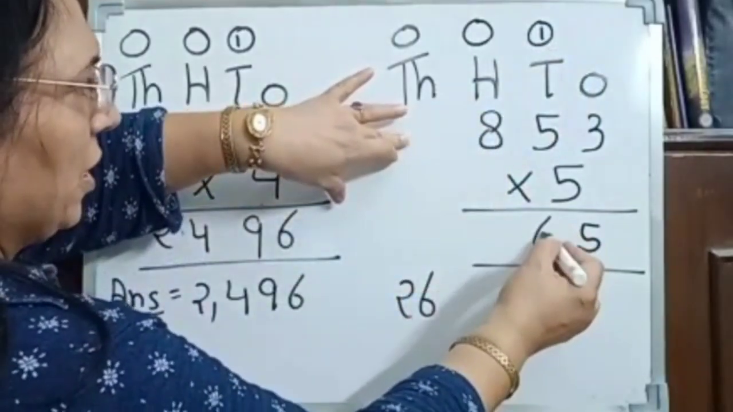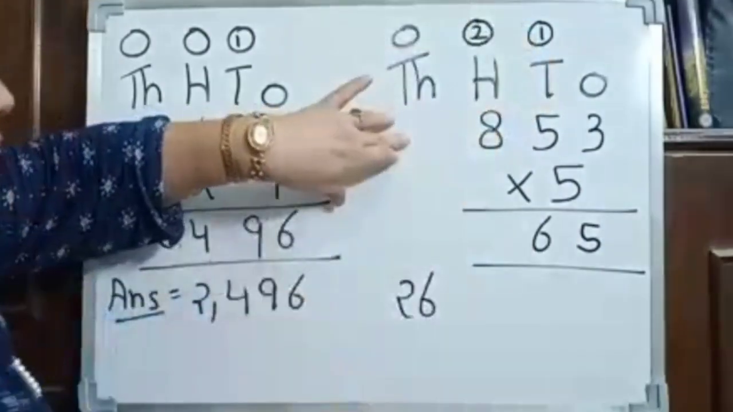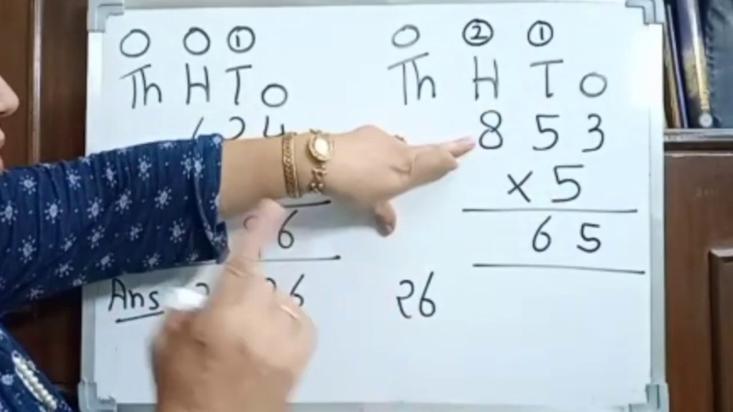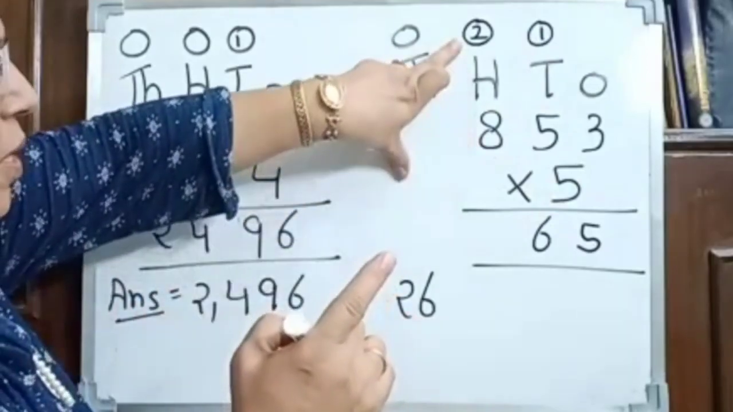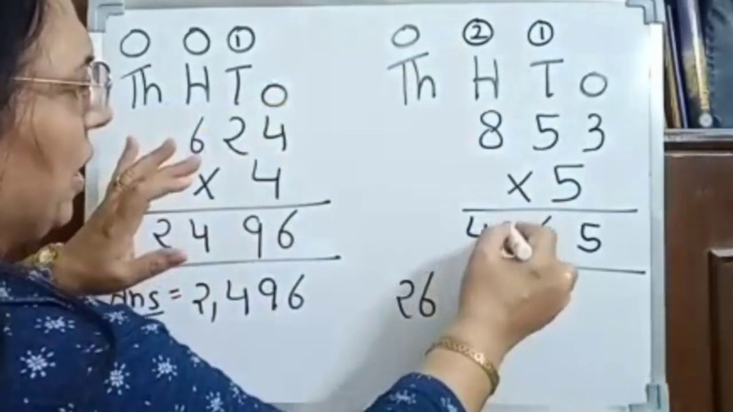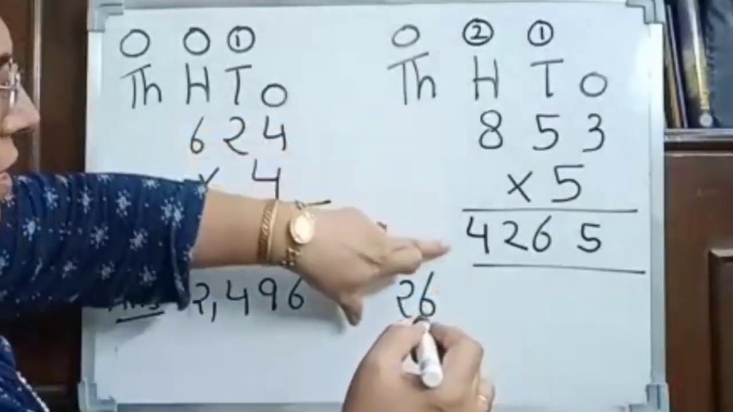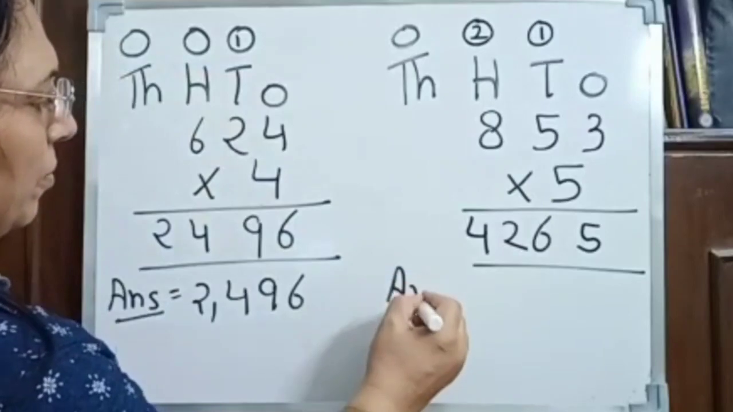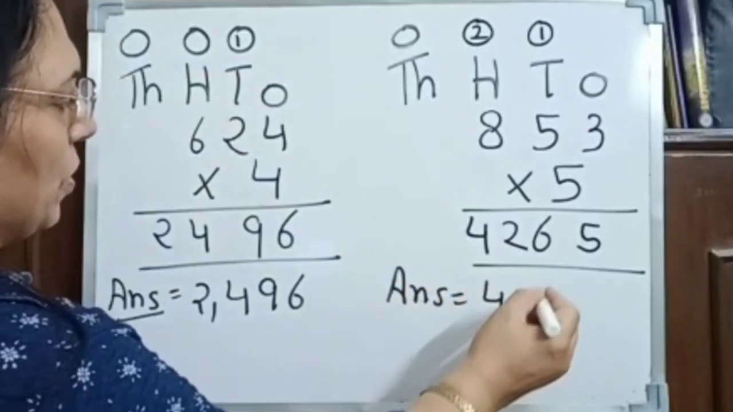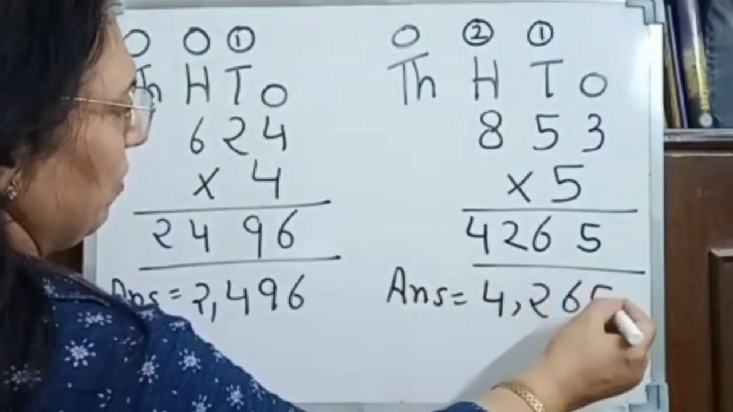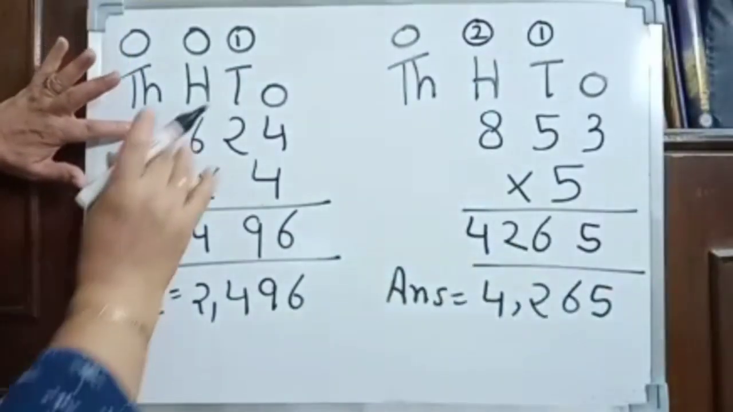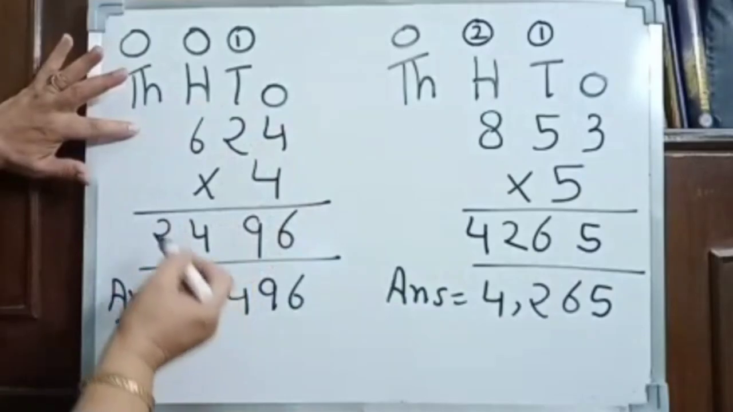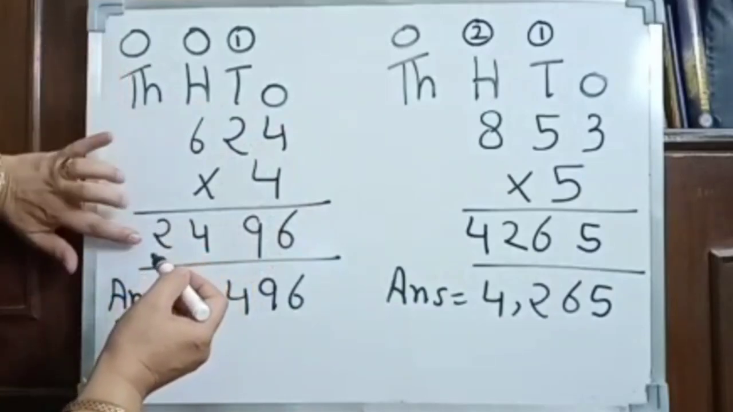Now 6 is here and 2 carry over. Now 5 eights are, count the table of 5, 5 eights are 40 plus 2, 42. So this number is under 1000. The answer is 4265. Whenever we have large numbers like that, the number in the 1000 place you write under the 1000 place.